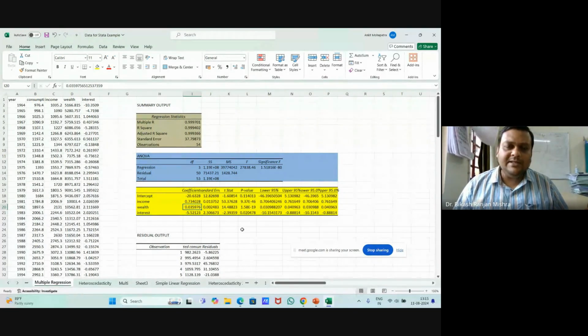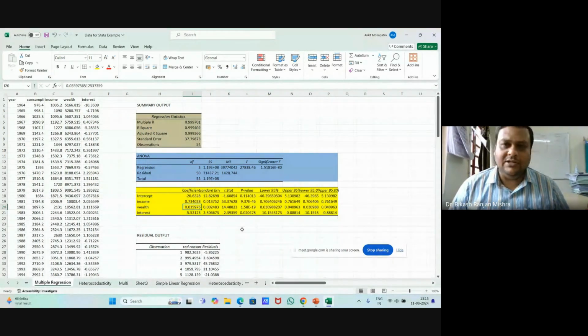That means if income is not contributing to consumption, wealth is not contributing to consumption, and interest is not contributing to consumption, then whatever is the intercept value, that is the figure for consumption, which is found to be insignificant. Why? Because the p value is greater than 0.05. So accordingly, minus 20.6328 is to be considered as zero.